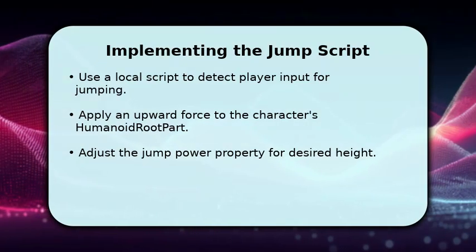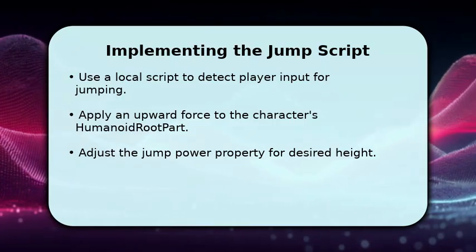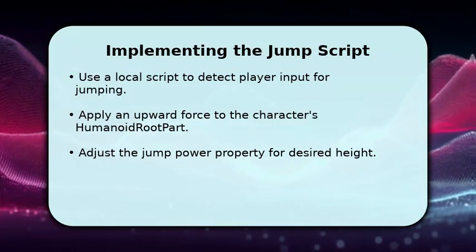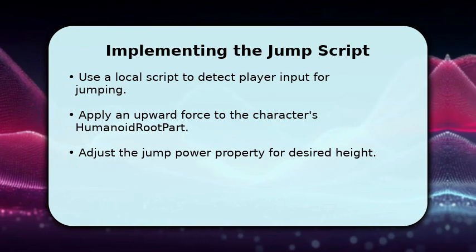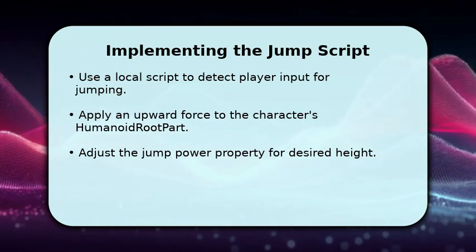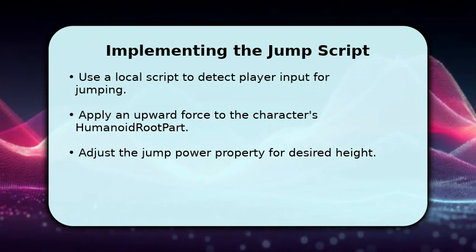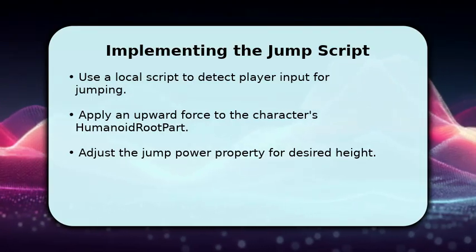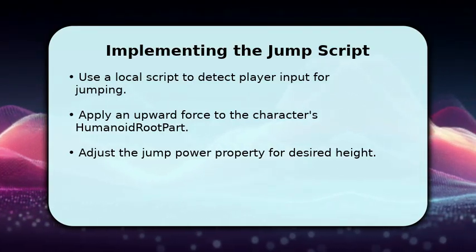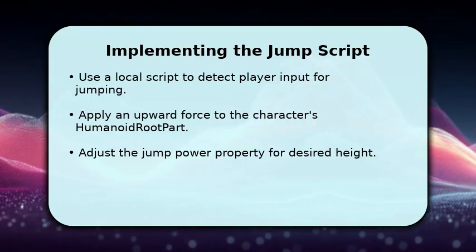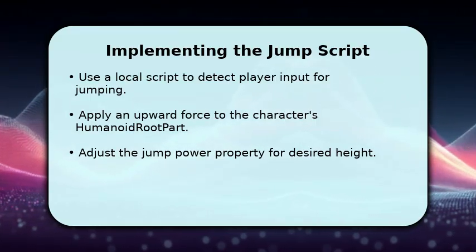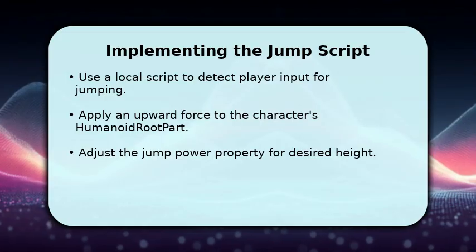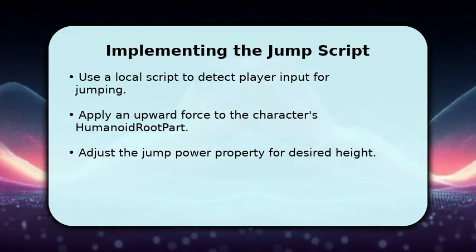To implement your custom leap, you'll primarily use a local script. This script will listen for player input, such as pressing the spacebar. When detected, it will apply an upward force to the character's humanoid root part. You can modify the humanoid's jump power property to control the height of the leap, ensuring it aligns with your game's design. Remember to test different values to find the perfect balance.